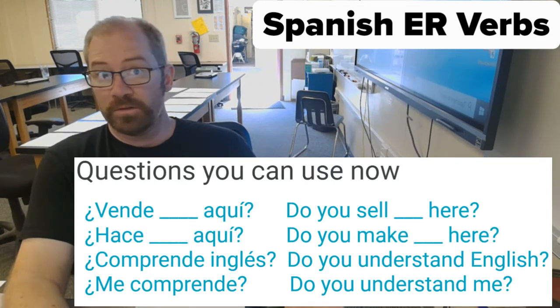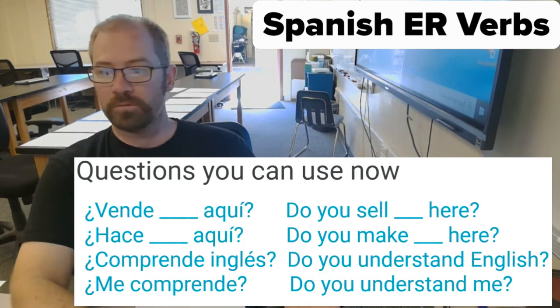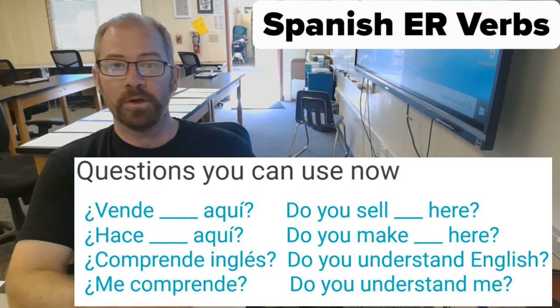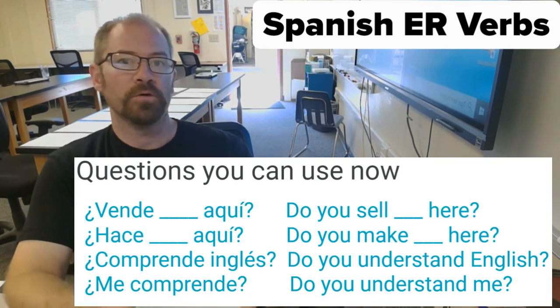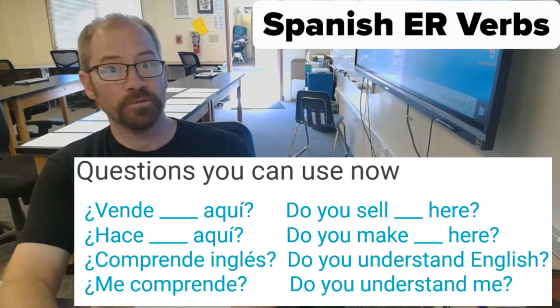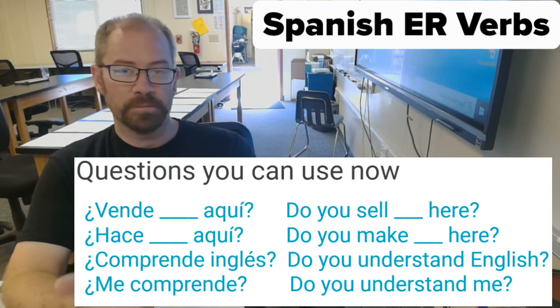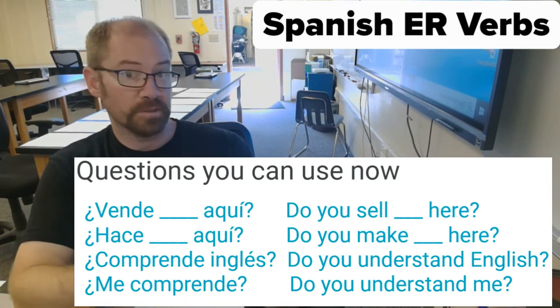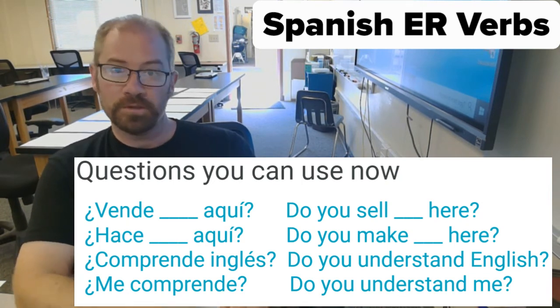So you're wondering maybe how you can use some of these right away in the real world. Here are 4 questions that you could use right away. So if you want to know, like maybe you're talking to an employee in a store and you just want to know if you sell something here. There are other ways to say these questions, but these are the most simple forms. Maybe you want to know if they sell shoes. You could say ¿Vende zapatos aquí? So, do you sell something here?